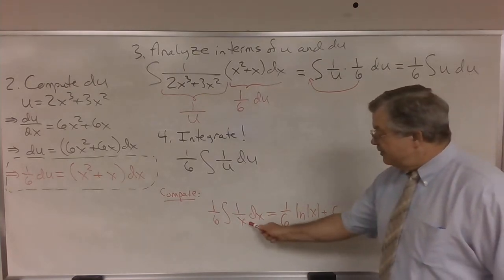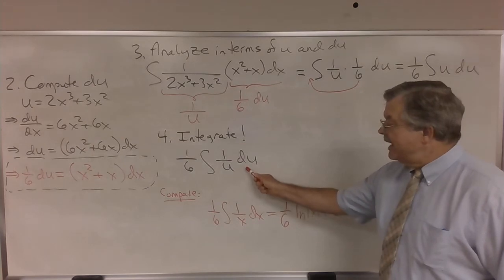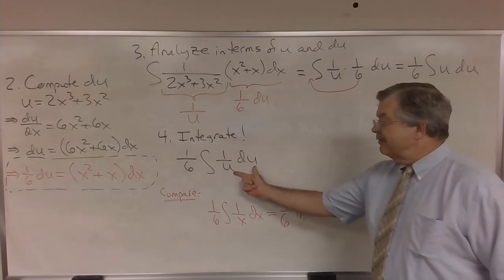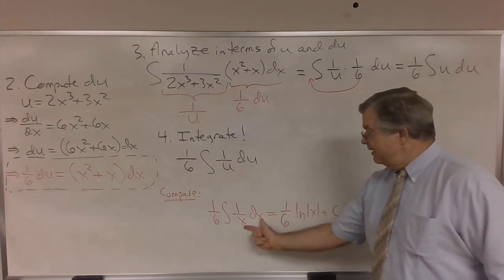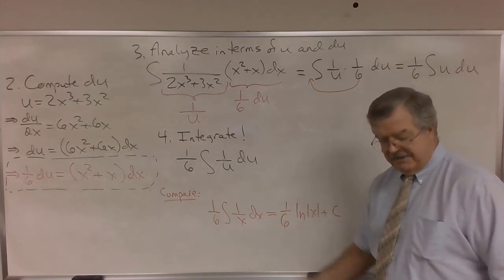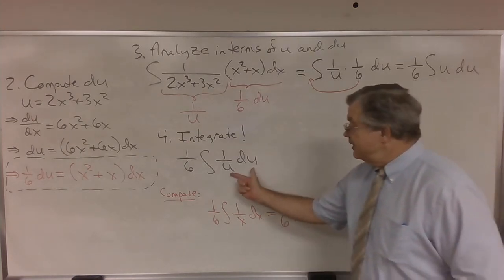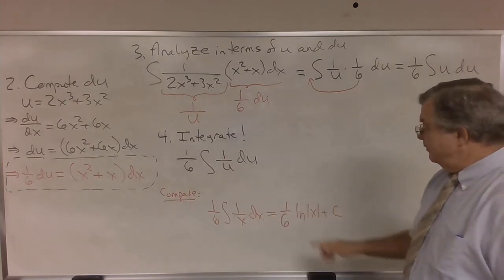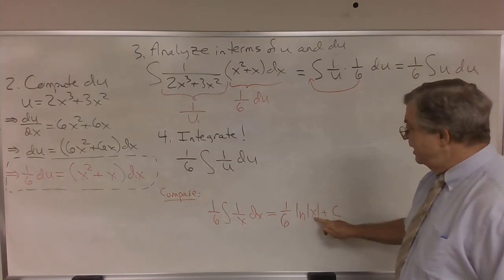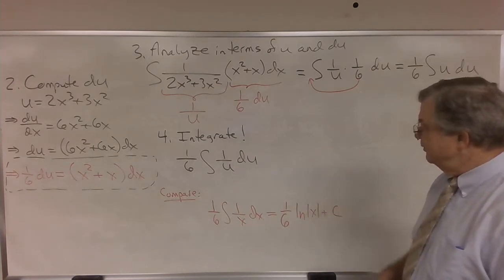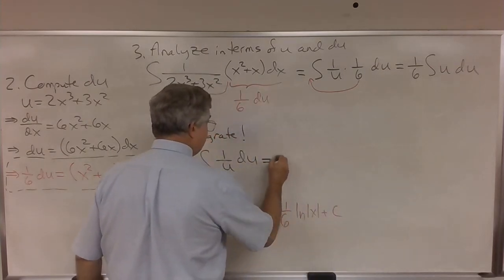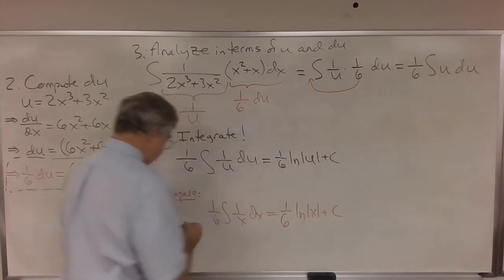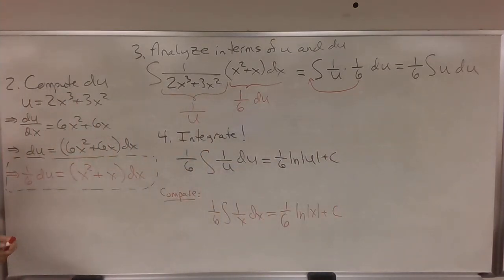Now the only difference between this and what we're actually integrating is the name of the variable. Up here the integral is in terms of u and du. Down here the integral is in terms of x and dx. Well, this integral is going to do to u what this integral does to x. So we're going to get 1/6 natural log of u plus c. There, so we integrated.